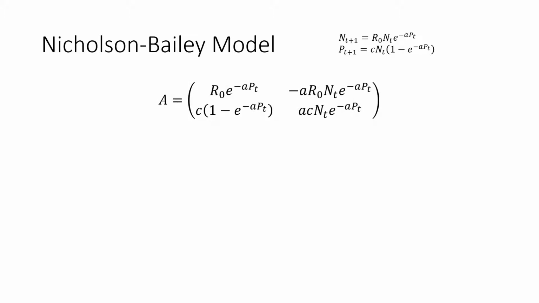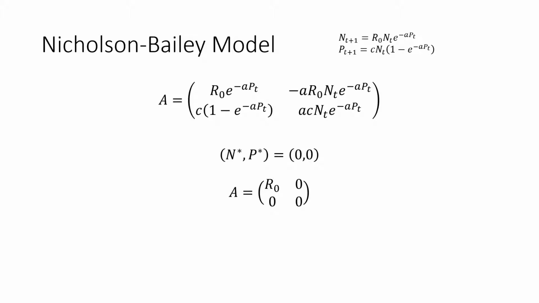The Jacobian of this model is given as: r0 e^(-a p_t), -a r0 n_t e^(-a p_t), c(1 - e^(-a p_t)), and a c n_t e^(-a p_t). Now, looking at this Jacobian for the fixed point of (0, 0), which is our first fixed point of the system, we get that A is equal to r0, 0, 0, 0.